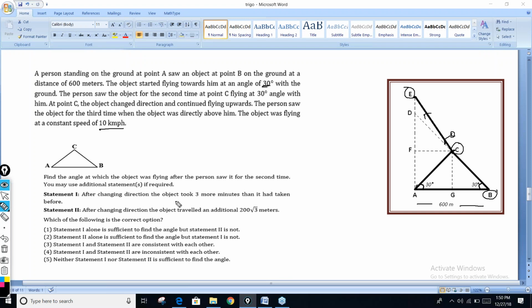After changing the direction, the object took 3 more minutes than it had taken before. Means from here to here, if it took x minutes, now this time was 3 minutes more. So if this time was x, this time should be x plus 3.